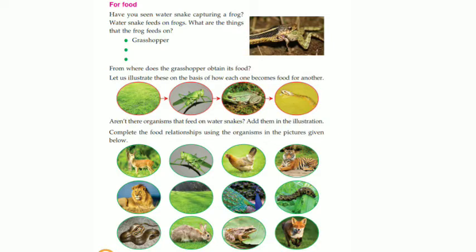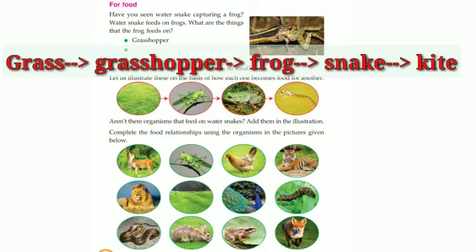Okay, let us illustrate this on the basis of how each one becomes food for another. Aren't there organisms that feed on the water snake? Add them in the illustration. Grass, grasshopper, frog, snake, kite.